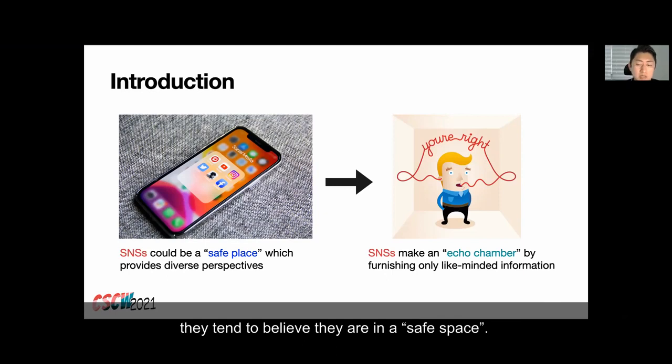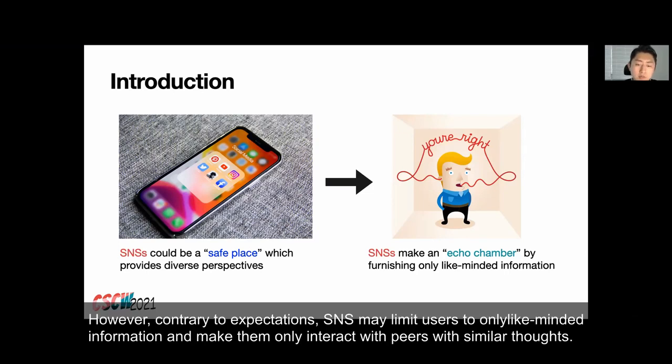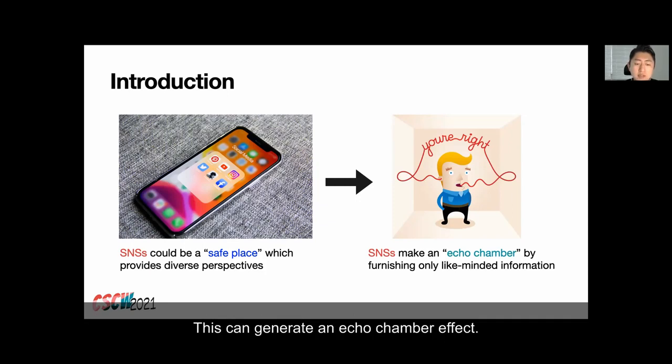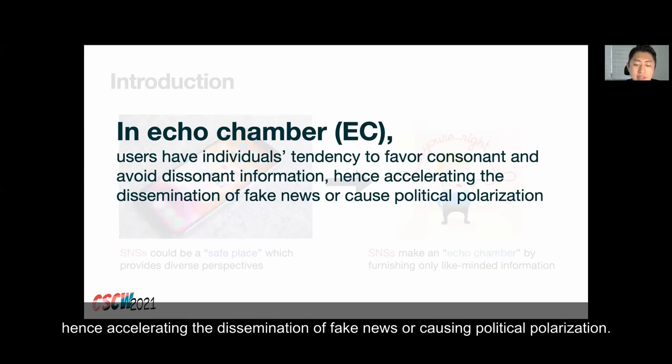When individuals feel comfortable sharing their emotions, respecting others' views, and interacting, they tend to believe they are in a safe space. People think that social networking services, SNS, could be a safe place which provides diverse perspectives. However, contrary to the expectation, SNS may limit users to only like-minded information and make them only interact with peers with similar thoughts. This can generate an echo chamber effect. In an echo chamber, users have a tendency to favor consonant and avoid dissonant information, hence accelerating the dissemination of fake news or causing political polarization.